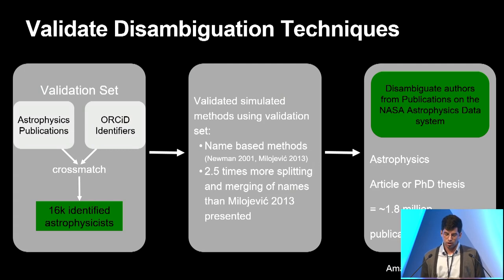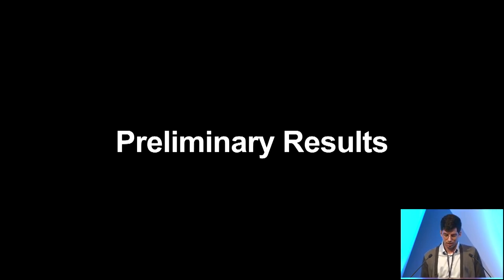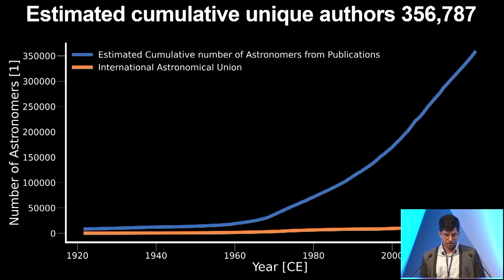However, as just a preliminary result, we wanted to use these methods to disambiguate the publications from the NASA Astrophysics Data System. And we did this just for the articles or PhD theses in astrophysics, which is roughly 1.8 million publications. So here we have our preliminary results. This yellow line is the International Astronomical Union, which is one of the largest astronomy societies in the world. And this blue curve, you can see, is the disambiguation using the first initial method, which in Newman 2001 is referred to as the lower bound, as it strictly just merges names together.